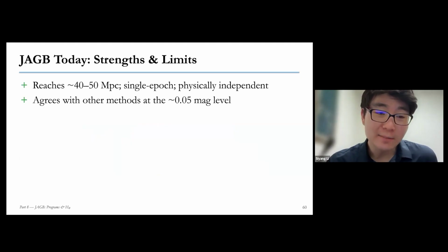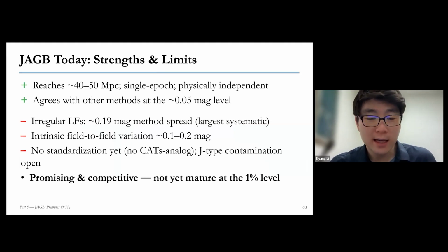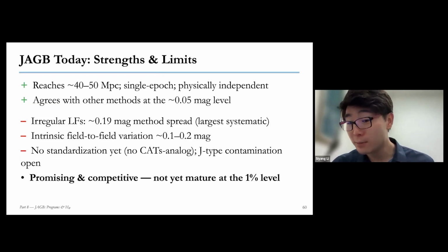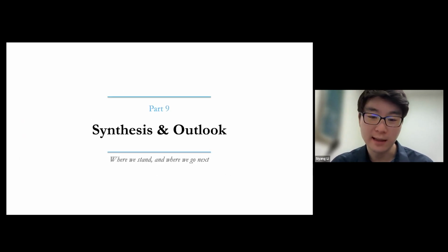So to wrap that up, the JGB has a lot of good potential, can reach pretty far, 40 to 50 megaparsecs, single epoch. It does agree with Cepheids and TRGB at the moment with the limited sample set that we have, but there is still this limitation, the systematics, where there's irregular luminosity function, these intrinsic variations, field to field, that are not fully accounted for. And of course, there's no standardization yet analogous to what CATS did. So I think it's very promising, competitive, needs more work, but not yet mature at the 1% level.